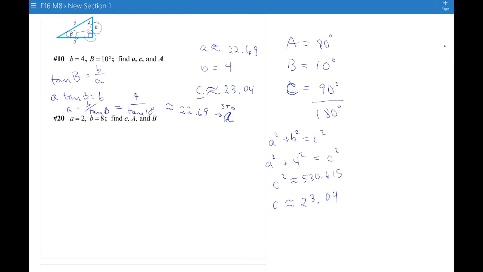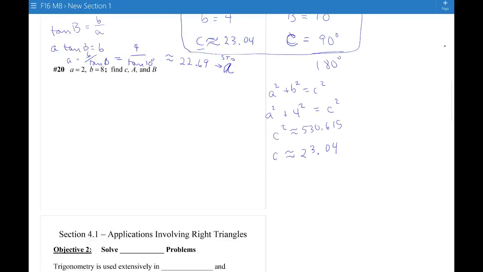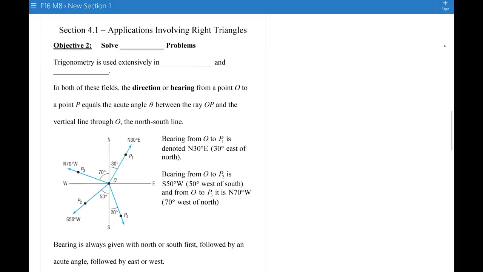So that's your solution, and I really want it in this box like this with side length A, B, C, and angle measure capital A, capital B, capital C. So I'll let you do number 20, and we're going to go on to objective 2, where we're going to solve applied problems.